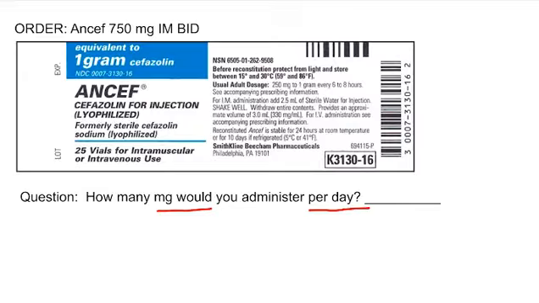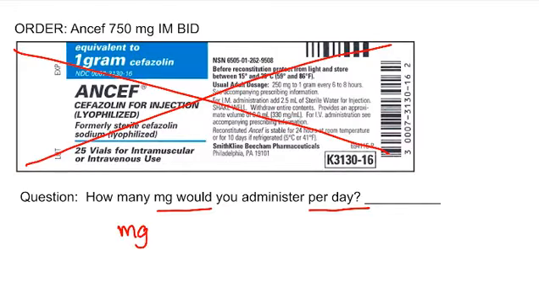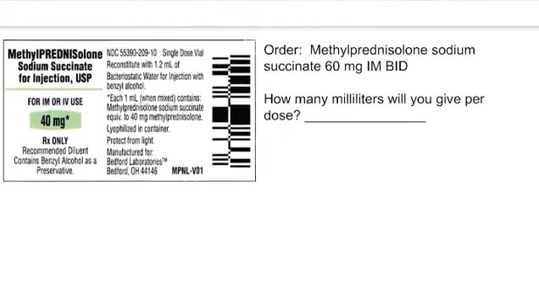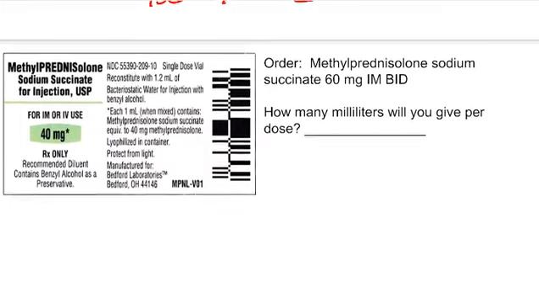Milligrams per day. What do I need to know to answer that? Well, I don't need this. This is a distractor. I need to know how many milligrams per dose and how many doses per day. Let's figure that out. My doctor's order is telling me I have 750 milligrams per dose. How many doses per day? If it's BID, it's 2 times a day. So I'm going to do 750 times 2. That equals 1,500 milligrams per day. Almost there. Last one.